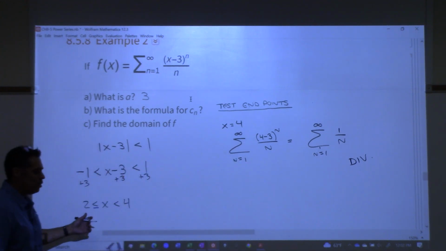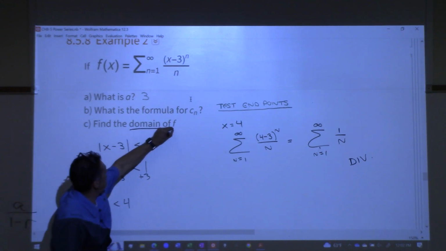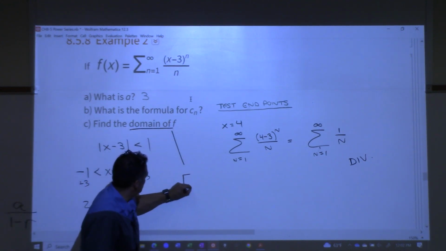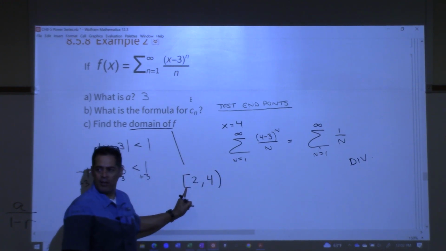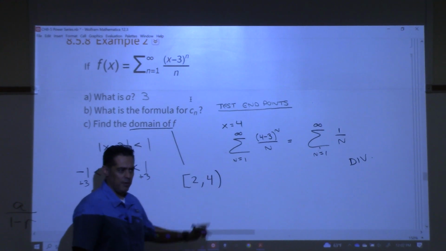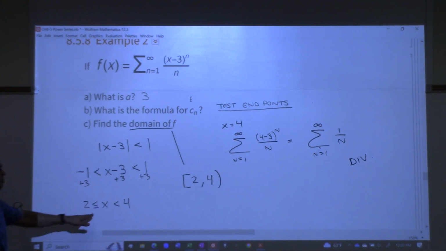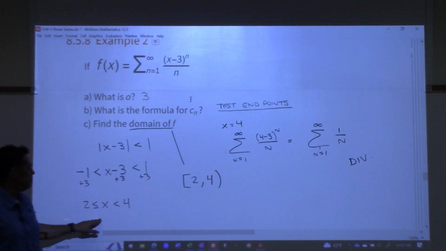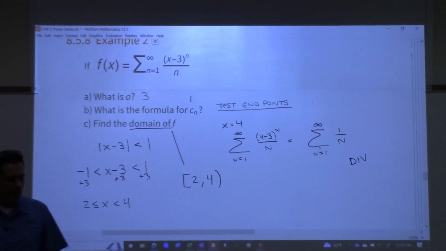And so your answer, if you wrote it as an interval, what is the domain of this function? It would be this interval, 2 to 4. Bracket, include the 2. Parenthesis, don't include the 4. Should we write it like that? Yep. I'm okay with you writing it this way as well, but most textbooks will just go to interval notation.